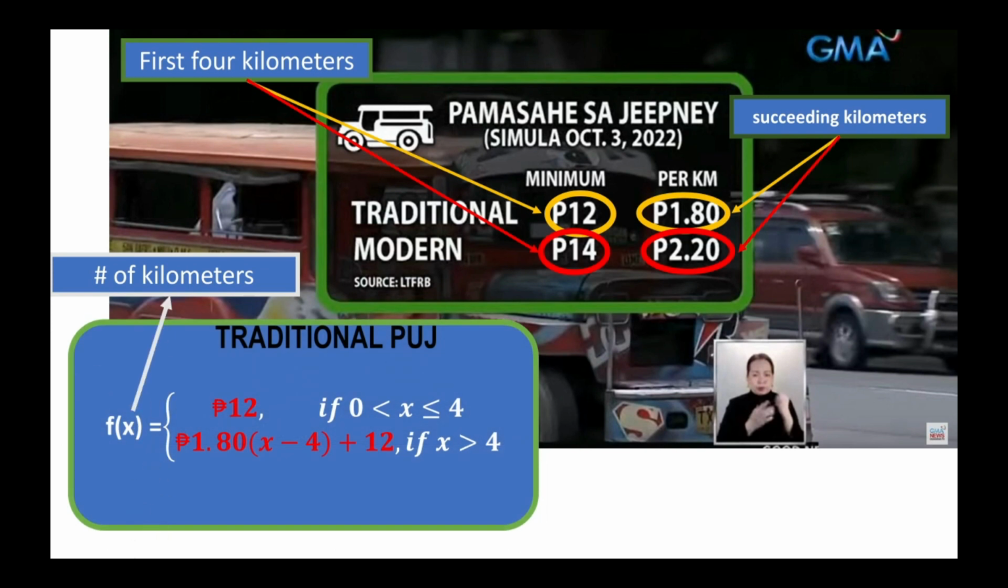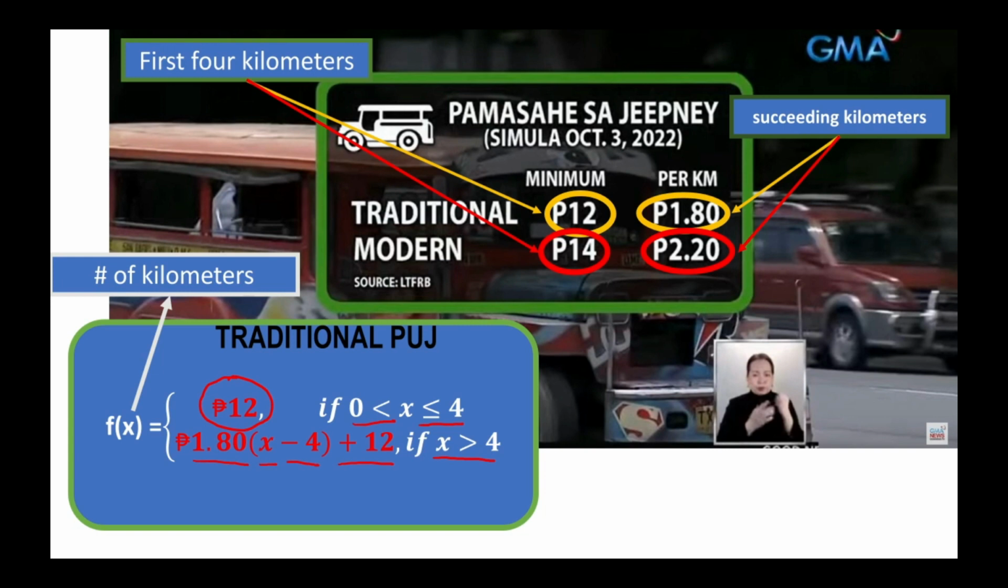This means that using the traditional jeepney, if the commuter traveled greater than 0 kilometers but less than or equal to 4 kilometers, the commuter will have to pay 12 pesos. And if the commuter traveled more than 4 kilometers, he or she will be required to pay 12 pesos plus 1 peso and 80 centavos multiplied by the number of kilometers traveled minus the first 4 kilometers. And this is one of the real-life applications of a piecewise function.